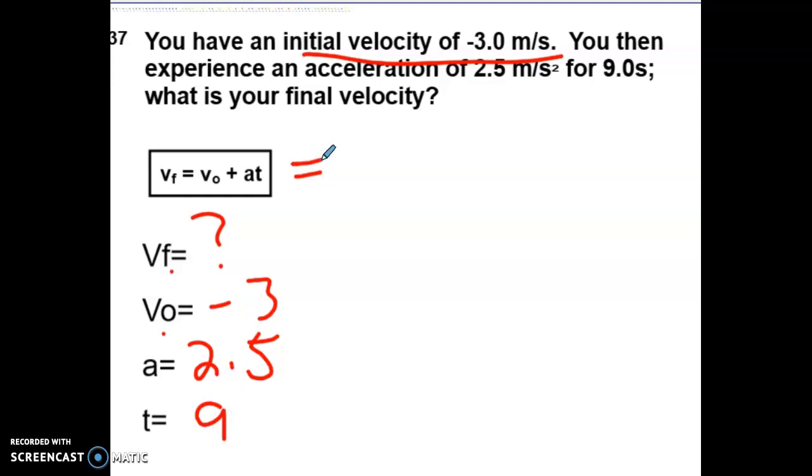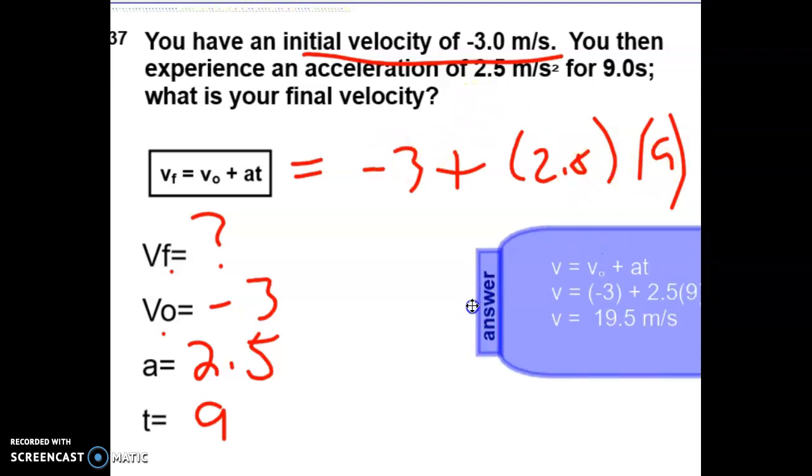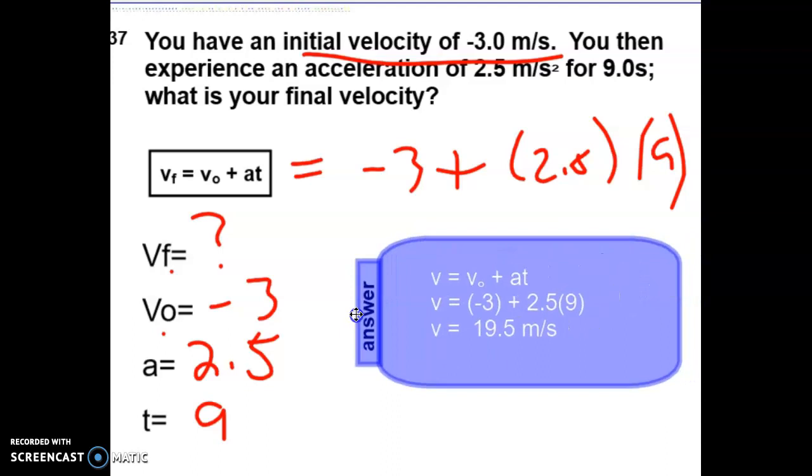If I go ahead and start to plug this stuff in, I say -3 plus acceleration, which is going to be, VO was -3. Acceleration is 2.5 times 9. I don't have my calculator in my hand, so I'm going to cheat a little bit here and pull the tab right here. If we look at the answer, if I do 9 times 2.5, and then really I'm taking away 3 because I'm adding -3, the final answer becomes positive 19.5 meters per second.